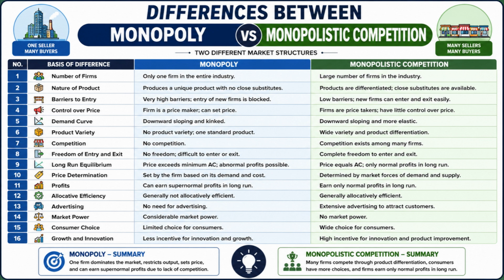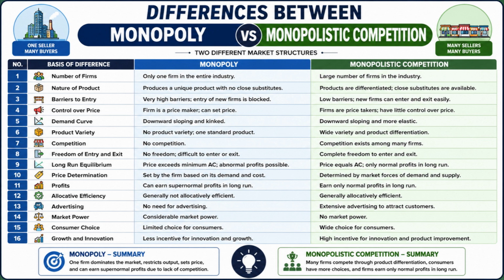Number 14. Monopoly firms possess significant market power, whereas firms in monopolistic competition have comparatively less market power. Number 15. Consumer choice is limited in a monopoly because only one seller exists, whereas consumers enjoy a wide range of choices in monopolistic competition. Number 16. Monopolies may have less incentive to innovate due to lack of competition, whereas firms in monopolistic competition continuously innovate and improve products to attract customers.